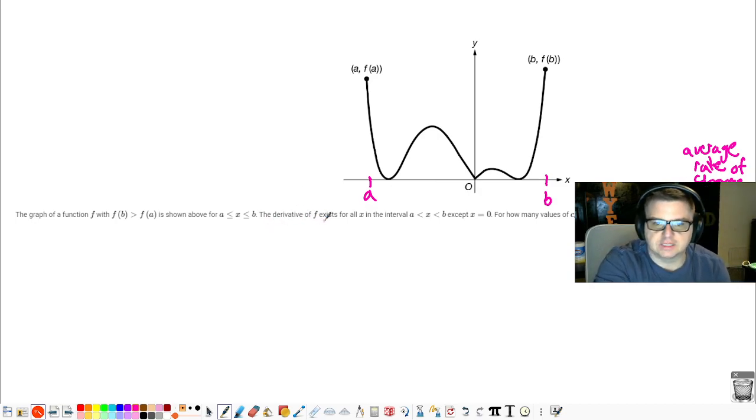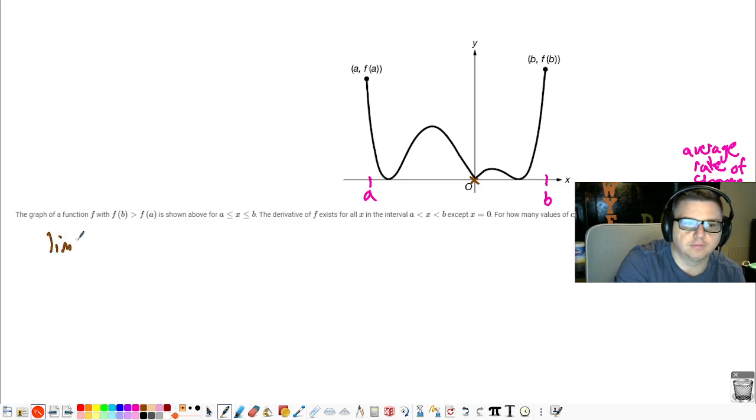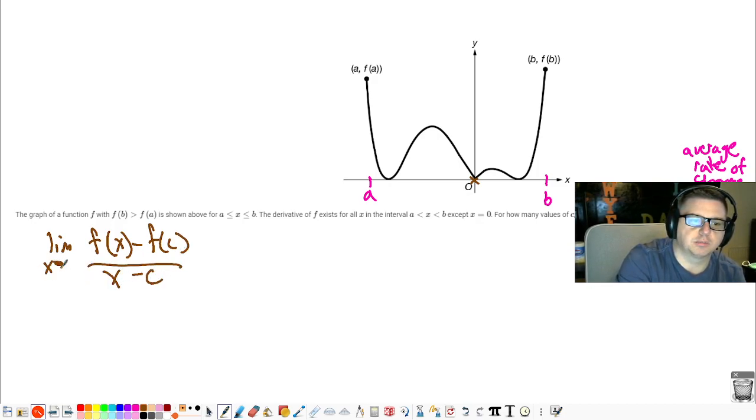The derivative exists for all x except for 0. There's no derivative here, so that's no good. How many values of c are there? So how many instantaneous rates of change between a and b does the limit of f of x minus f of c, remember, look at that. What is that? f of x minus f of c over x minus c as x approaches c.